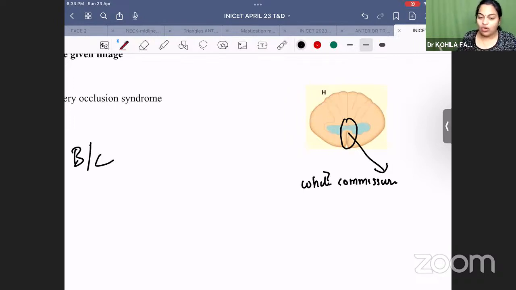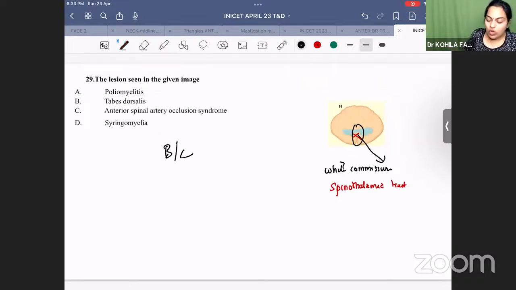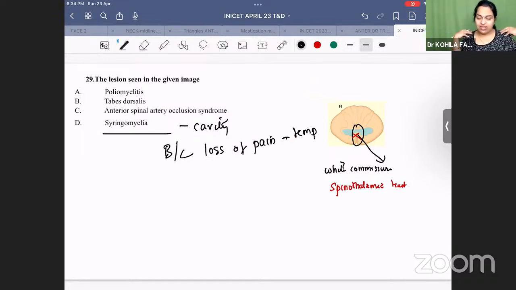And what tracts are going to cross here? The spinothalamic tract, okay? The lateral spinothalamic tract and the anterior spinothalamic tract, the fibers will cross here. So this lesion is actually syringomyelia. A cavity forms within the central canal that can extend anteriorly to involve the white commissure. It can also extend in different directions, okay? So it typically involves the spinothalamic tract. So there'll be bilateral loss of pain and temperature. Okay, mainly involves the cervical segments. Yeah, seen in syringomyelia, right?